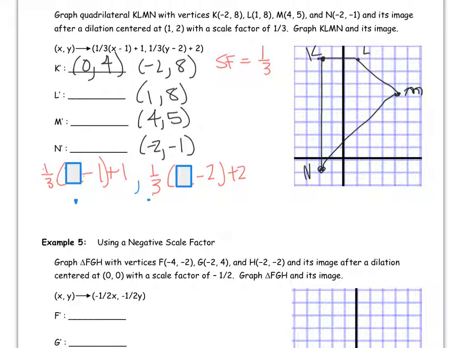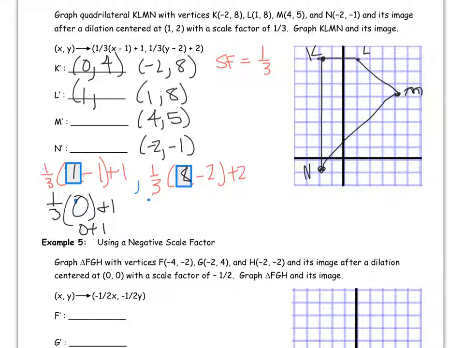All right, so for the next one, find L prime, I'm going to plug in the x value of the original L, which is 1, and the y value of that original point, which was 8. And remember, guys, I'm getting the information from right here, okay? So notice the nice thing is everything else stays the same. So now let's work this out mathematically. 1 minus 1, well, that's easy, 0. 1/3 times 0 is 0, plus 1 leaves me with 1.